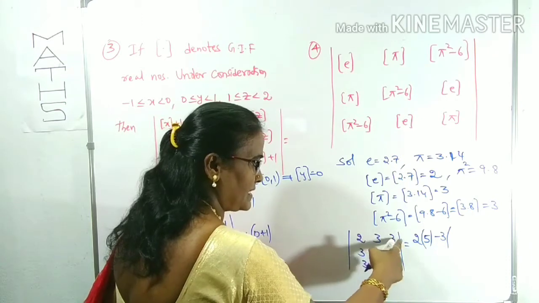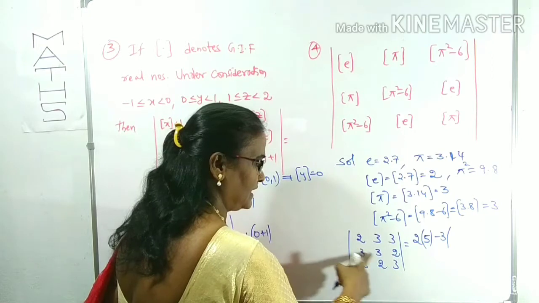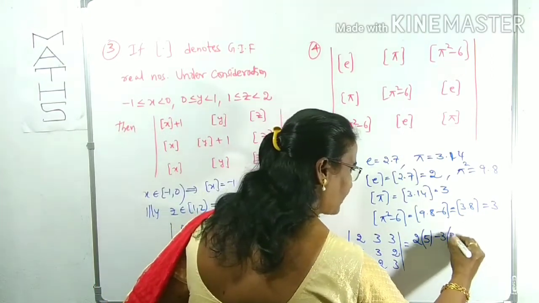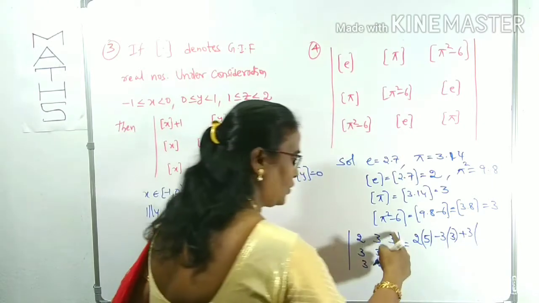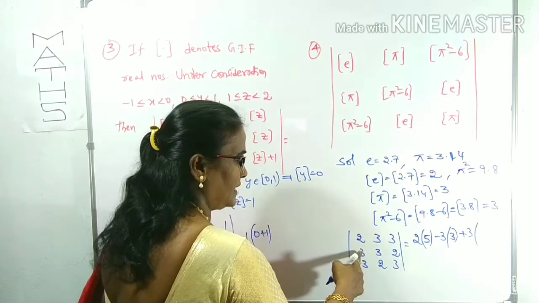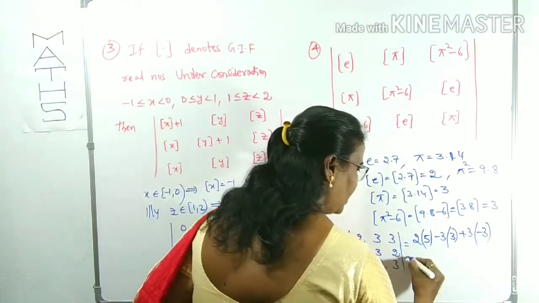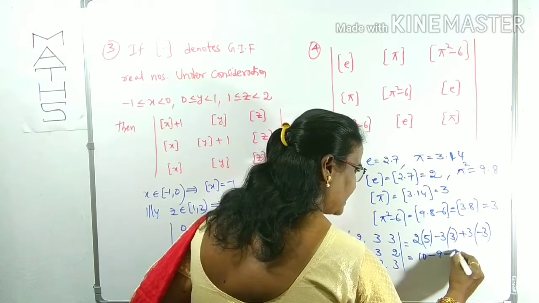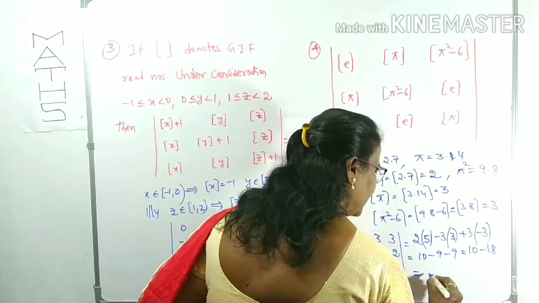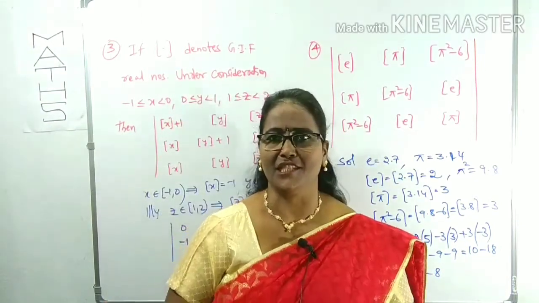Now closing these two row and column, what will be left out? 3 to 3, 3. That is 3, 3 is 9 minus 6. 9 minus 6 is 3. Plus 3 times, closing this column and this row, these 4 elements you can take. That is 3 to 6 minus 9. 6 minus 9 is minus 3. Therefore, this is 10 minus 9 minus 9, 10 minus 18. 10 minus 18 is minus 8. Like that, we can calculate this determinant.